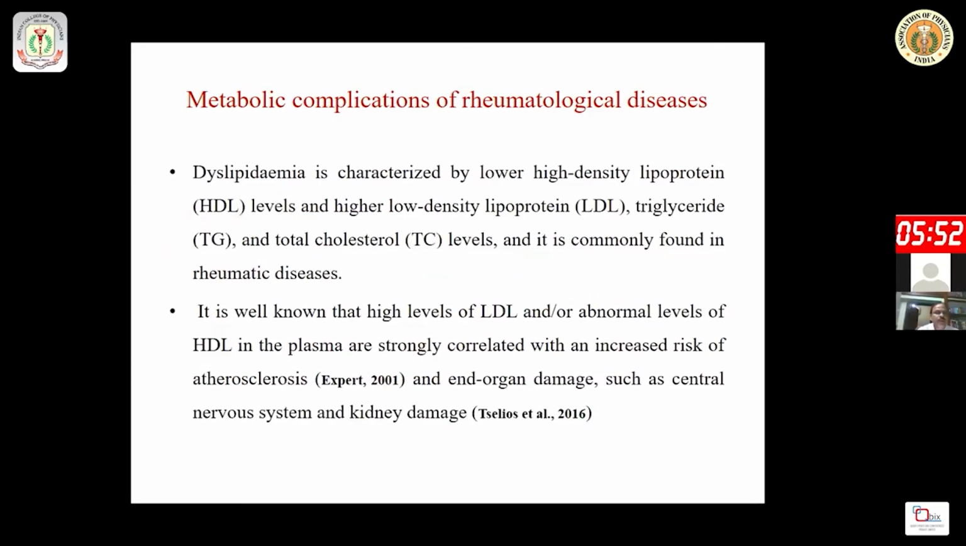Another output of the research is that dyslipidemia, characterized by lower HDL and higher levels of low density lipoprotein, triglycerides, and total cholesterol, is commonly found in rheumatic disease. High levels of LDL and abnormal HDL, meaning dysfunctional HDL, are mainly responsible for the increase in atherosclerosis and end organ damage, such as central nervous system and kidney disease. Next.